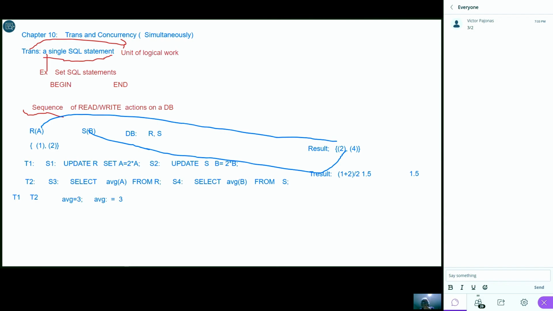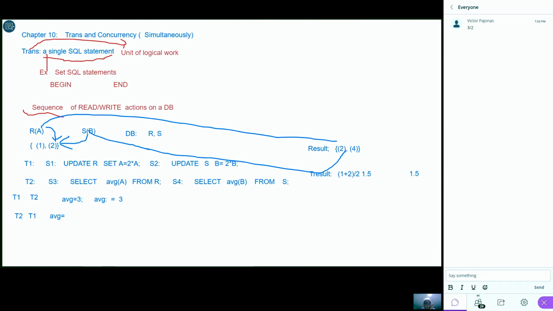If no questions, let's look at the other way around. T2 goes first, then T1. What are the averages? What's the average in the first case? First T2 goes, this transaction goes first. When this transaction goes first, what are the values in the database? Both have this value. Okay, so what's the average?